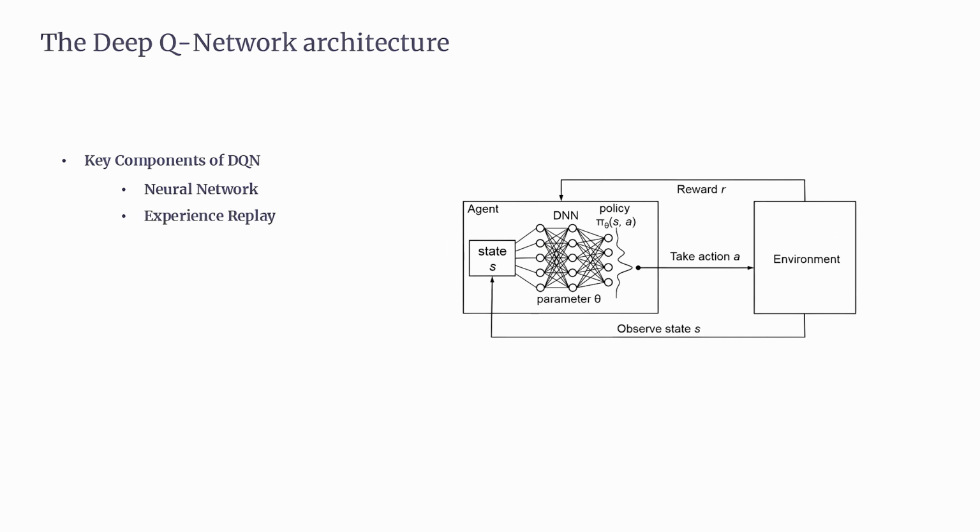2. Experience replay. As the agent interacts with the environment, it collects experiences, tuples of state, action, reward, next state, and stores them in a memory buffer.